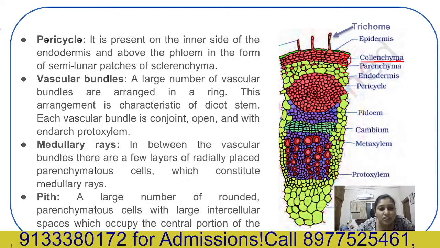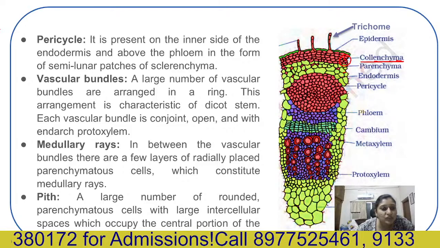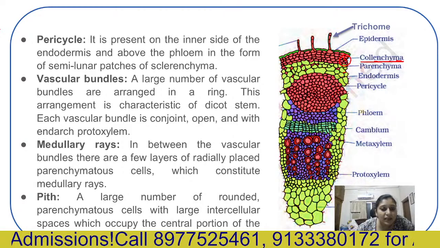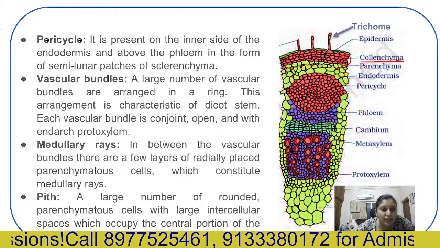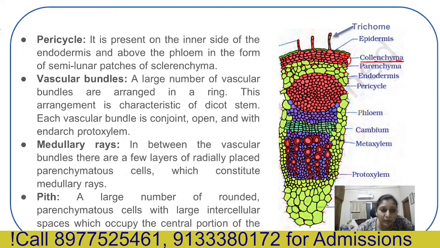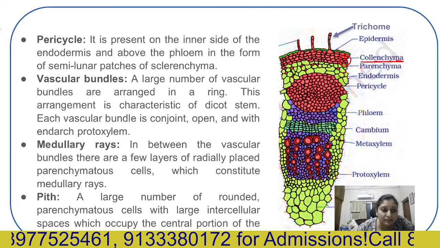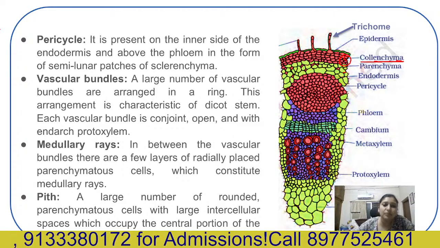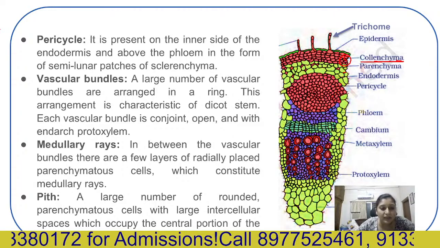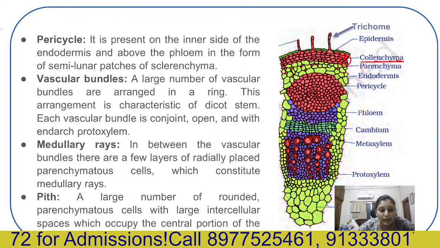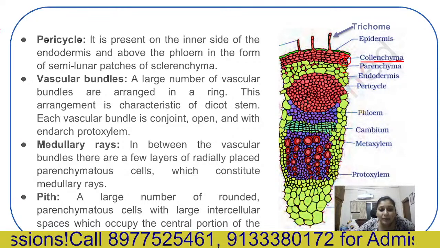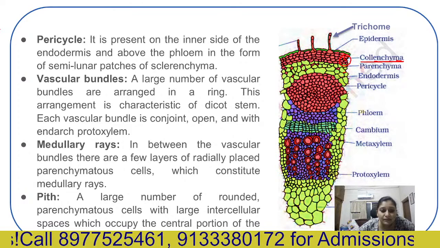Here, a large number of vascular bundles are arranged in a ring. This arrangement is characteristic of the dicot stem. Each vascular bundle is conjoint, open, with endarch protoxylem. Then medullary rays: in between the vascular bundles there are a few layers of radially placed parenchyma cells which constitute the medullary rays. Then pith: a large number of rounded parenchyma cells form the pith.